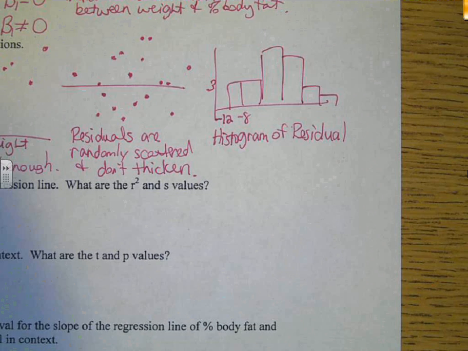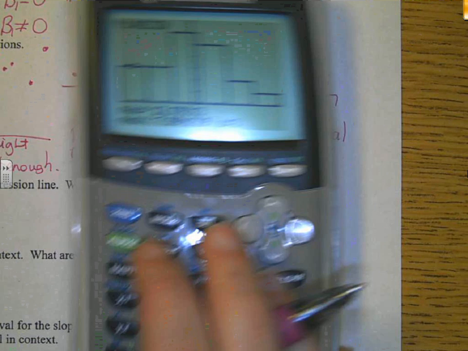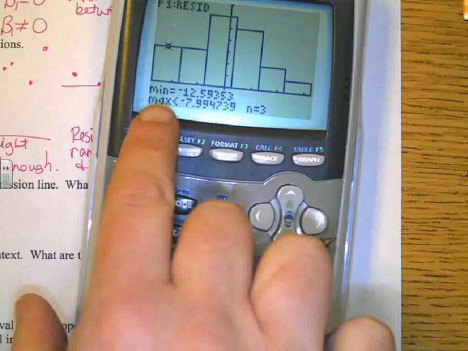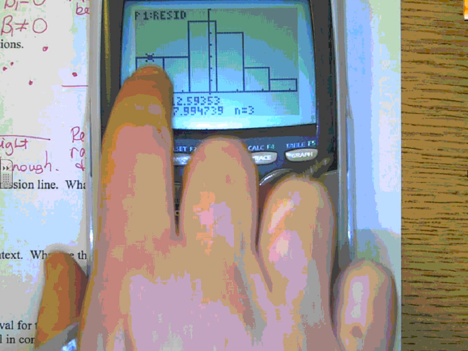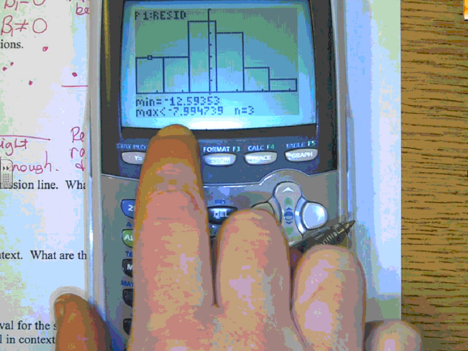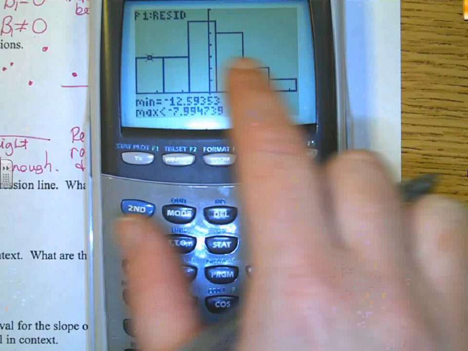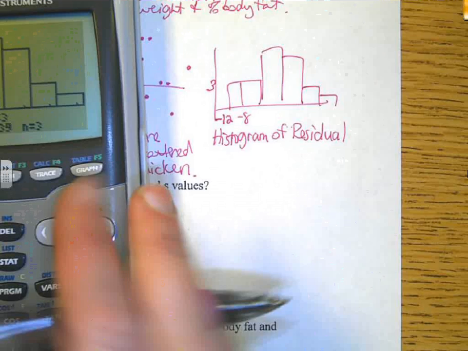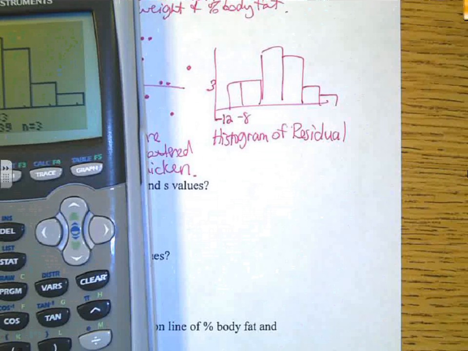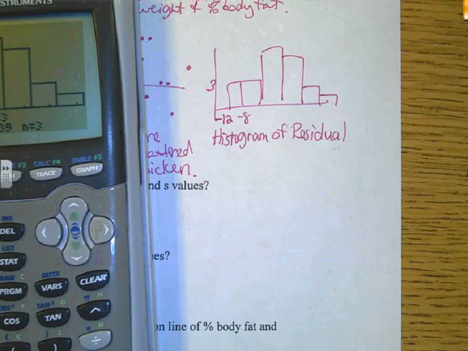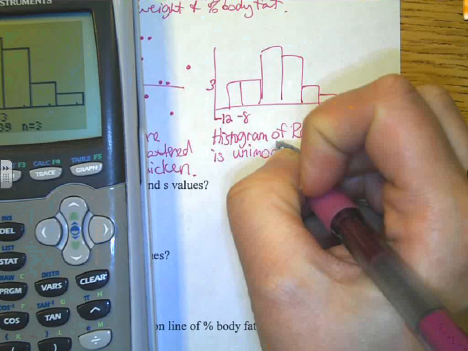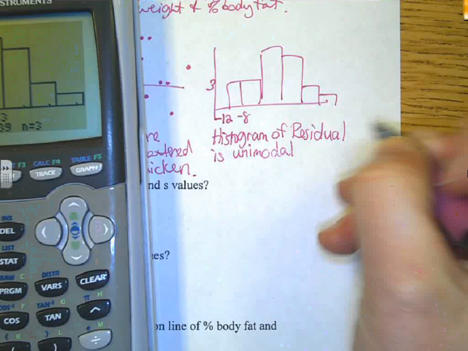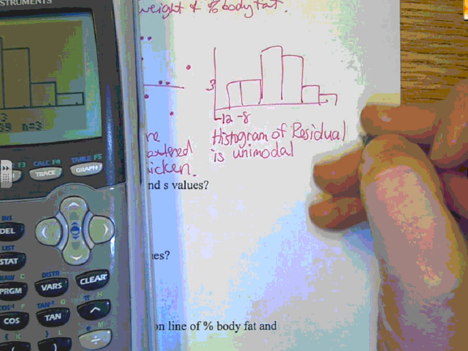What I did to get the scale, I just hit trace, and it shows you the min and the max. That means the first bar goes from about negative 12.5, negative 13 to negative 8, and then the height is 3. You can just do it for one bar, and the rest are similar. If you forget, that's not a huge problem, but the more detail you can write is always better.